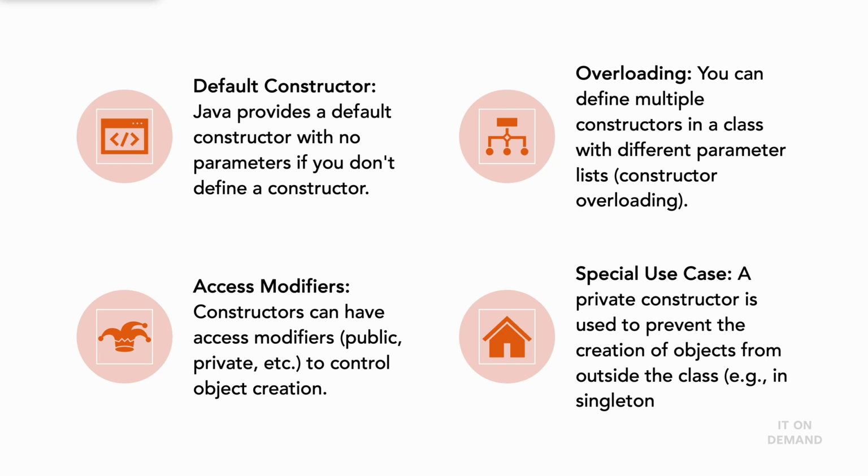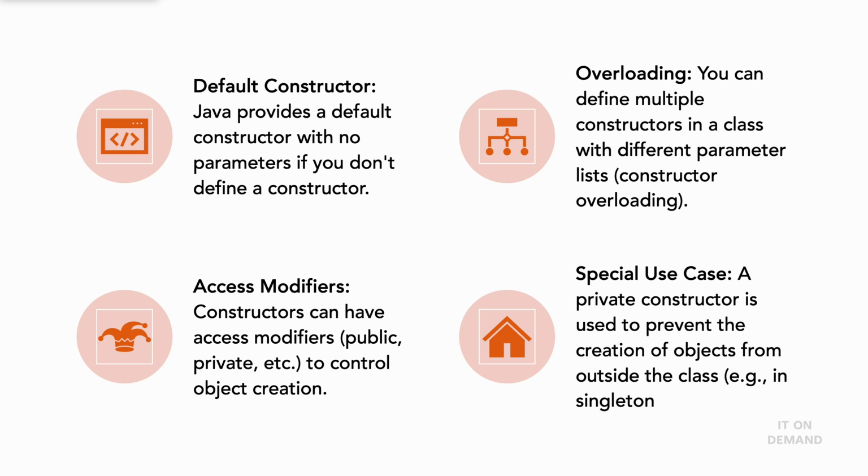One other thing to talk about constructors is that you can have access modifiers. So you can have public, you can have private. And the reason for that is just to control how objects are created from these constructors. And there's a special use case where we have a private constructor that is used to prevent creation of objects from outside the class. So there are times we want to write a constructor, but we don't want that constructor to be accessible outside that class. Again, we just use these access modifiers.